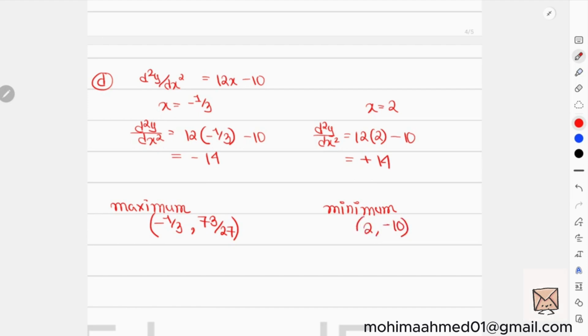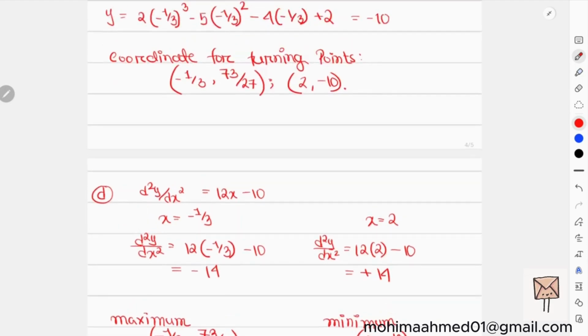which is 2 with minus 10. Okay, in order to identify the nature of your turning points, we actually only need the x coordinates, right? The y coordinates are not needed. Okay, so yeah, this is it.